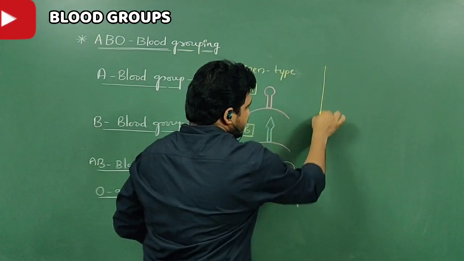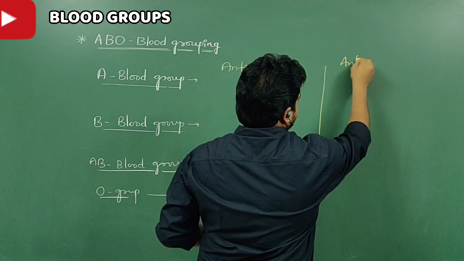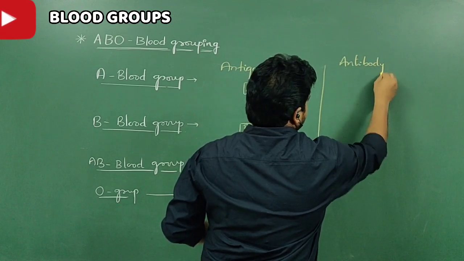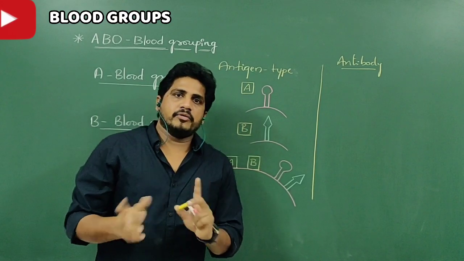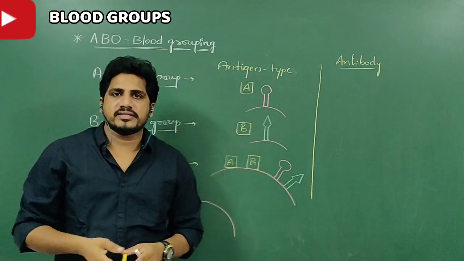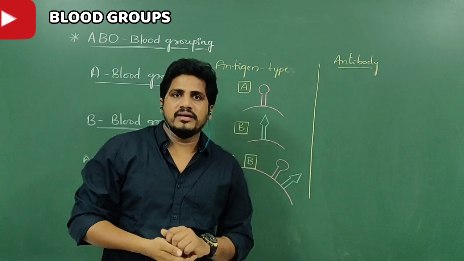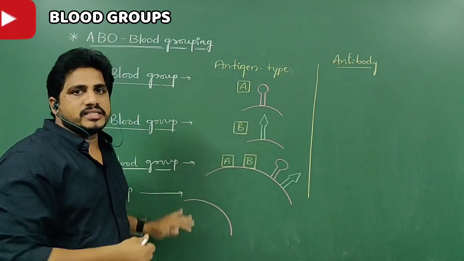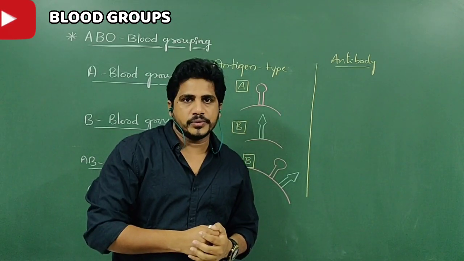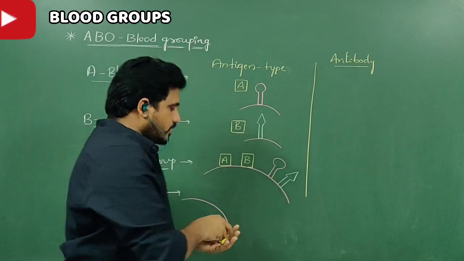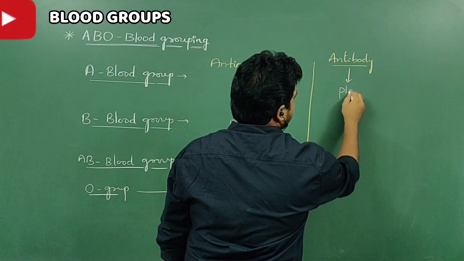If we talk about the different aspect, that is antibody. Generally in textbooks and so many references, antigen and antibody data will be discussed simultaneously. That time students generally get confused. But here, firstly I discussed antigens and made it very clear. Then now I turn the topic to antibodies. Antibodies are present in the plasma of the blood.